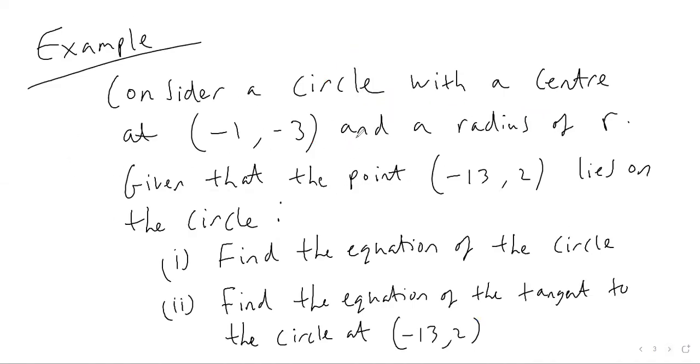Okay, so we've got an example here where we're going to use that fact. So let's consider a circle, and it's got a center of (-1, -3) and a radius of r. So we don't know the radius yet. Given that the point (-13, 2) lies on this circle, part one, we've got to find the equation of the circle. And part two, we've got to find the equation of the tangent to the circle at (-13, 2). Okay, so let's think about this question.